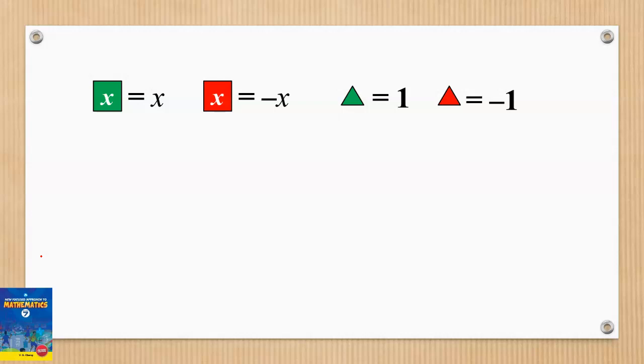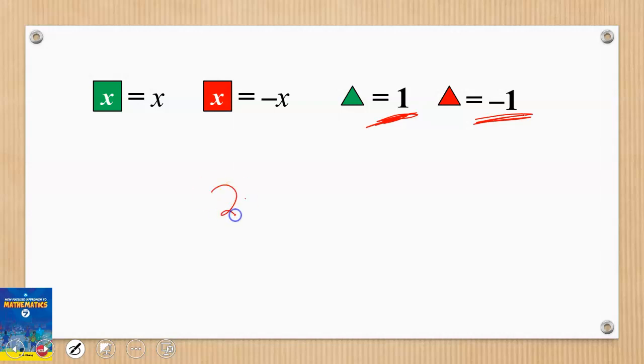Okay, now before we continue, let's also understand the symbols we'll be using to do this modeling. We are going to have a green square with x inside representing positive x, and then a red square with x modeling negative x. A triangle will model positive 1 if it is green, and it will model negative 1 if it is red. So these are some things we are going to use.